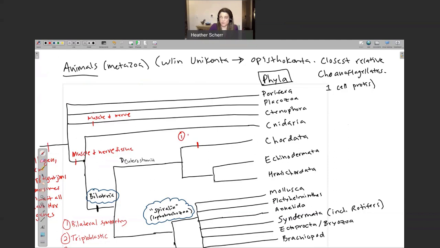Chordata, the name comes from the notochord. There's also the dorsal hollow nerve cord. We've got pharyngeal slits or clefts that turn into either filter feeding structures or gills or parts of the neck and ear. And then you've got a muscular postanal tail.